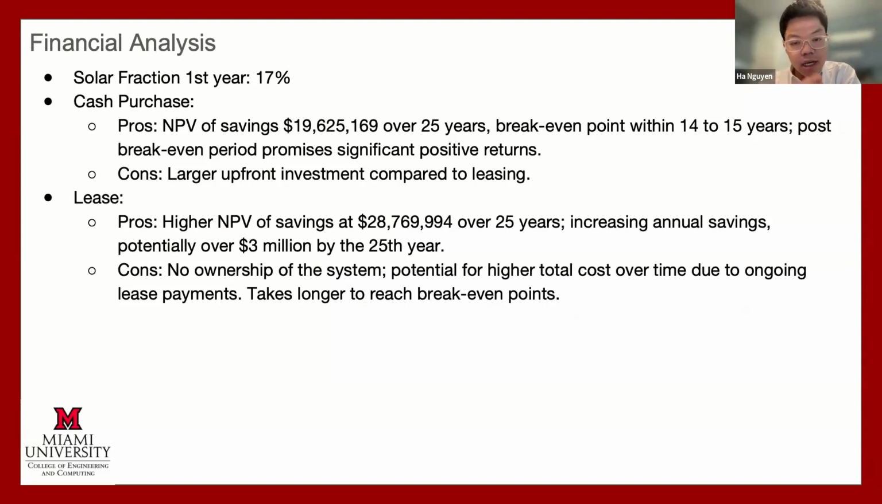So for the lease options, on the customer side, the net present value savings will be higher than the cash purchase, and the annual savings will also be a little bit higher and potentially reach around 3 million by the last year cycle. However, for the customer and the investment, they don't have any ownership of the system. They have a significantly higher total cost, and therefore it will take a longer time to break even.